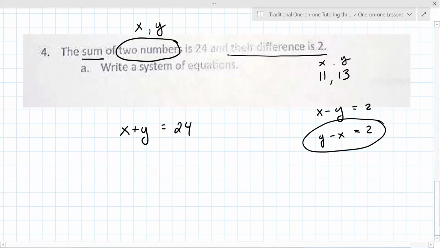So what do you say here? Do you want X to be the larger or Y to be the larger? I think Y. Okay, so you might even denote that. You might say Y is the larger, X is the smaller. So then your second equation is Y minus X equals 2.